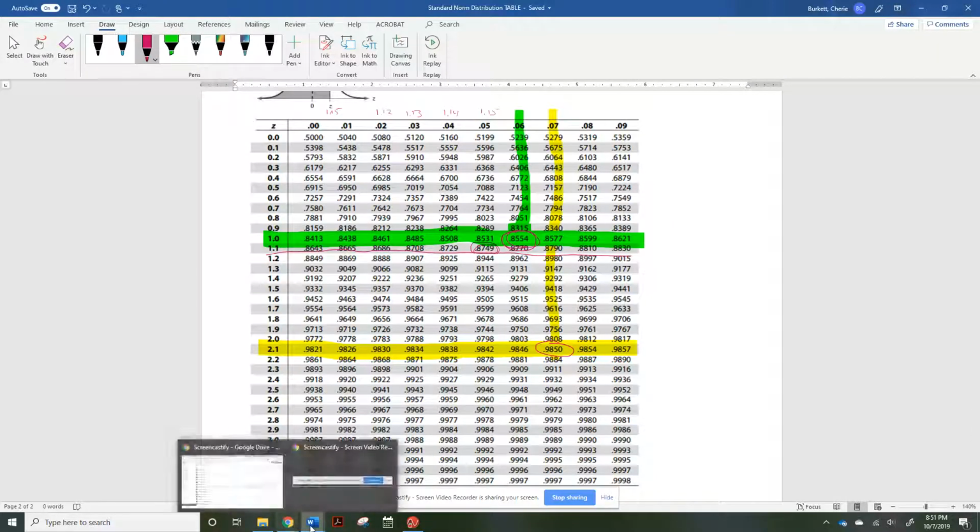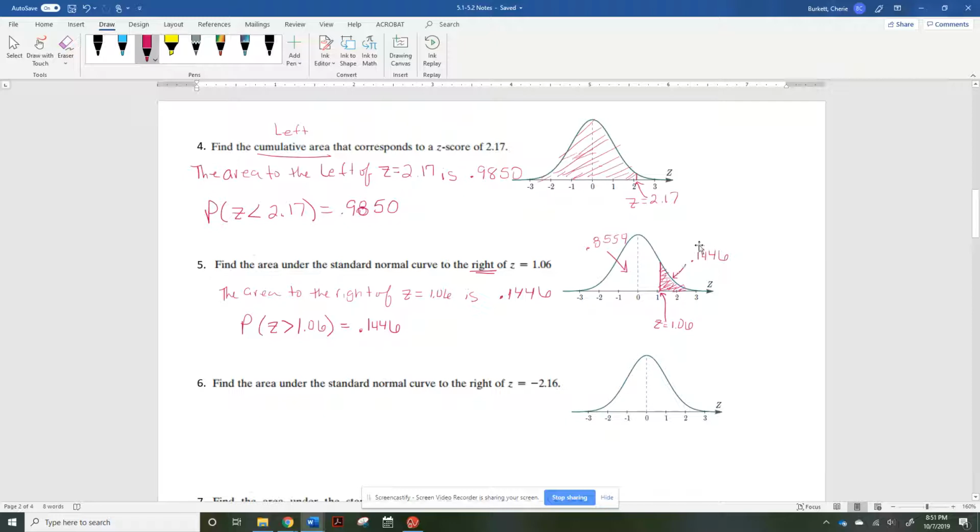Okay, so how do we get this number from this number? The area to the left of the curve is 0.8554. Well, remember, the area underneath the entire curve is 1. So to find this using the z-table, you can do 1 minus 0.8554. And that should give you this number right here.